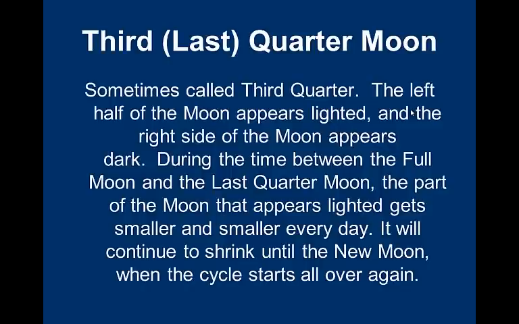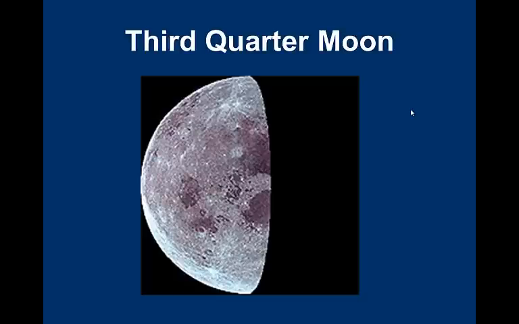In the third or last quarter moon, sometimes called third quarter, the left half of the moon appears lighted and the right half of the moon appears dark. During the time between the full moon and the last quarter moon, the part of the moon that appears lighted gets smaller and smaller every day. It will continue to shrink until the new moon, when the cycle starts over again. So here's the third quarter moon. It looks exactly opposite of the first quarter moon.